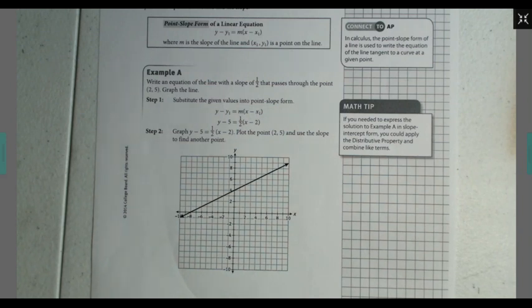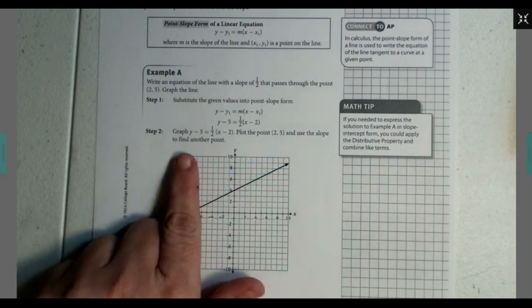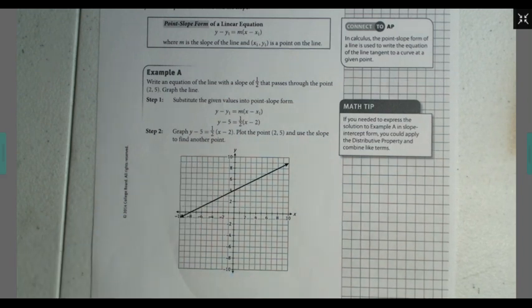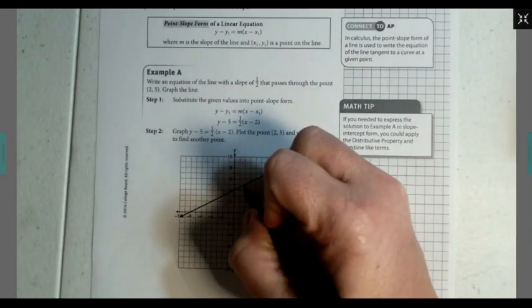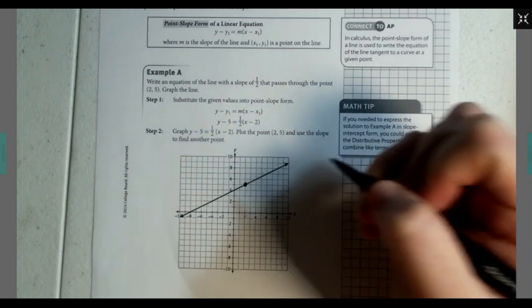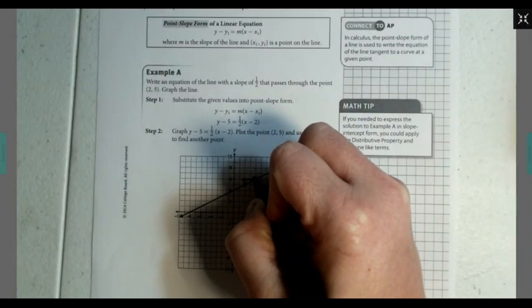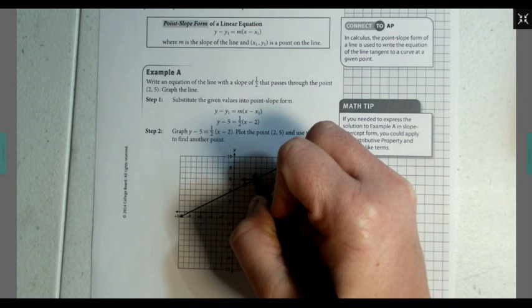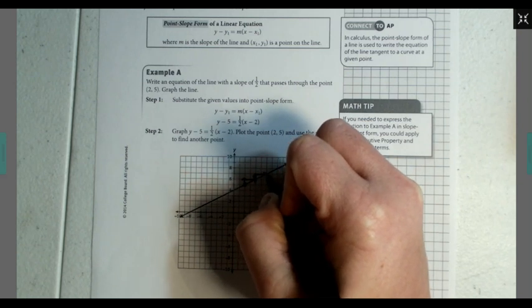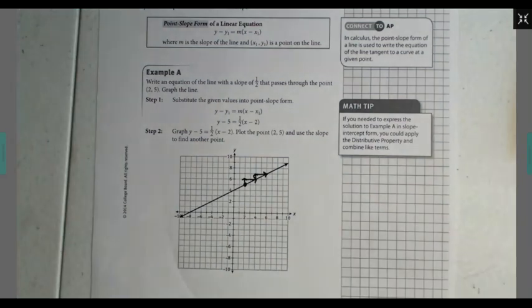If you need to express the solution to example A in slope-intercept form, you could apply the distributive property and then combine like terms. They have also graphed this particular function for you. The first thing they did was they plotted point 2, 5. 2, 5 is located right here. We know that our slope is 1 over 2, so that is a rise of 1, a run of 2. Rise of 1, run of 2, and so forth.